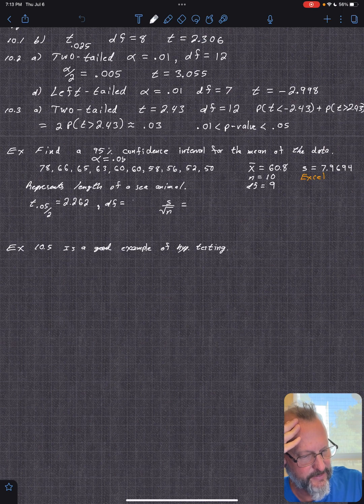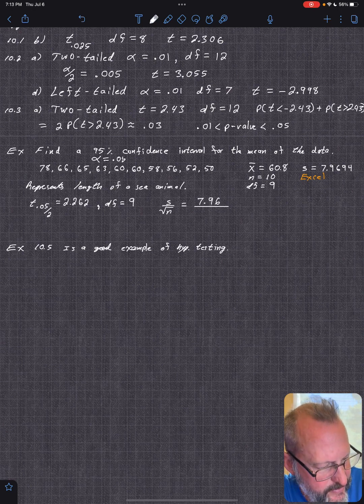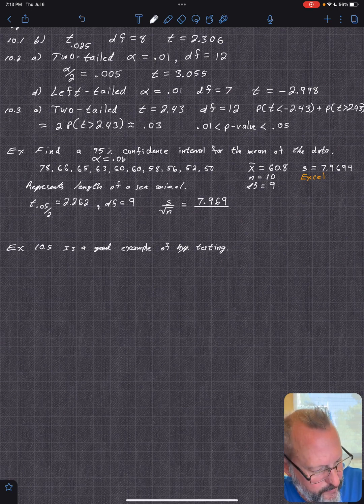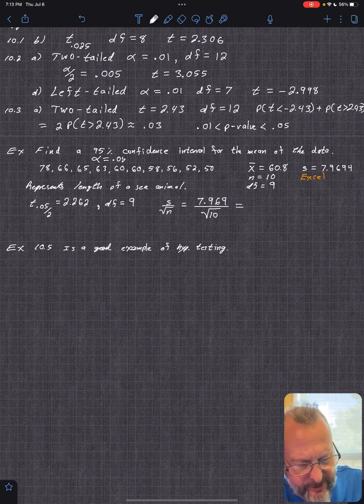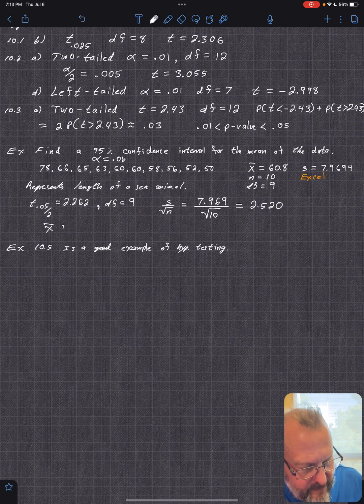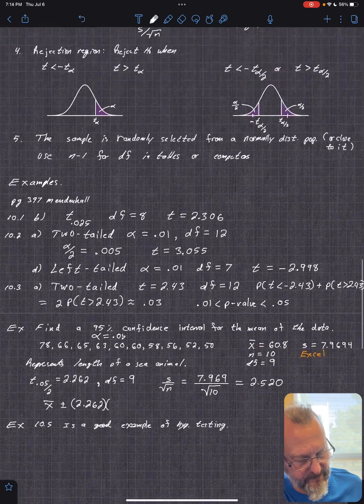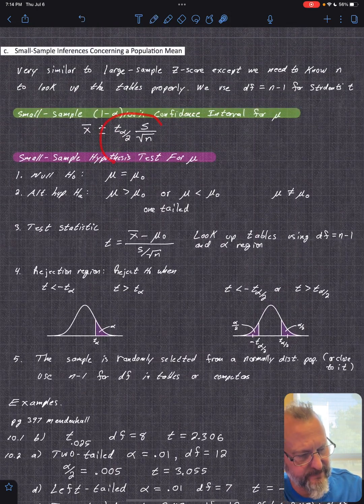Degrees of freedom, I already had that down. That was 9. And then I did this individually, separated it out, calculated the standard deviation using a computer. So it's 7.96. I just used 3 decimals, 9 over root 10. Did that calculation, and I get 2.520. And then I do the confidence interval, which is x plus or minus t, which is your 2.262, times your S over root n. And so that whole thing would be your test statistic. But I'm doing the confidence interval, so I'm doing this right here. Okay, so that's what I got down there.